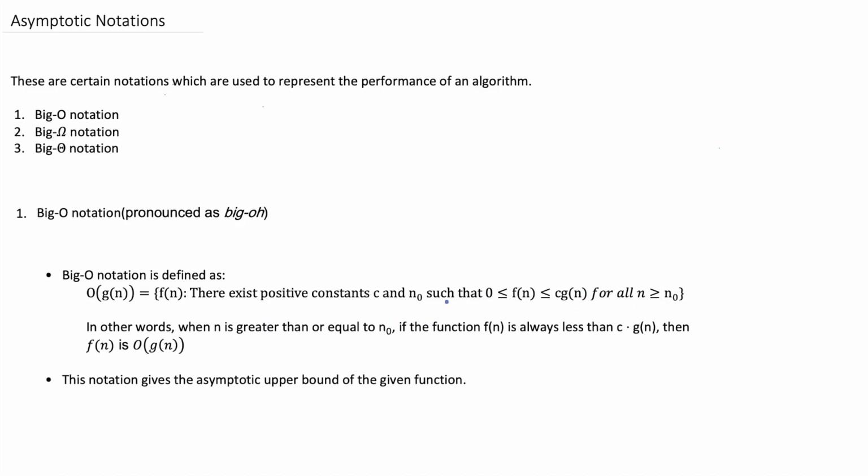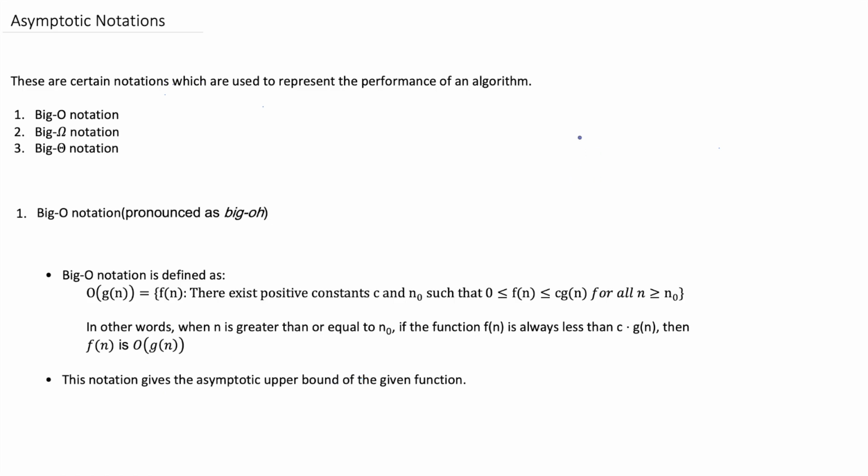So this may seem like a complicated definition, but it is rather simple. Put in other words, when n is larger than or equal to a value n0, if the function f of n is always less than c into g of n, then f of n can be written as big O of g of n. And this notation gives the asymptotic upper bound of a given function.